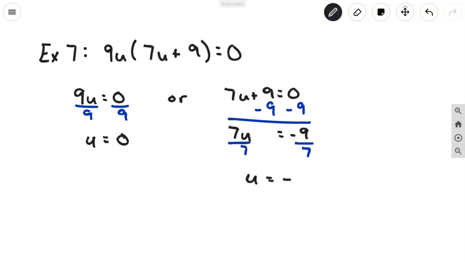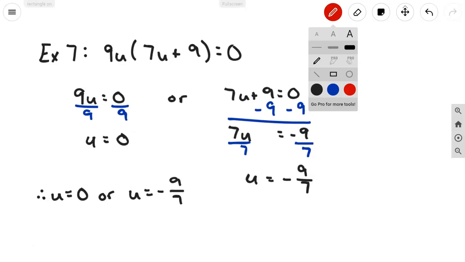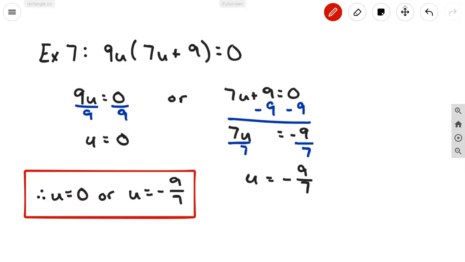In all of these examples and the ones for this lesson, we're going to focus on the ones that have two answers, because usually it will have two answers. And that's how you solve when you are using the zero product property.